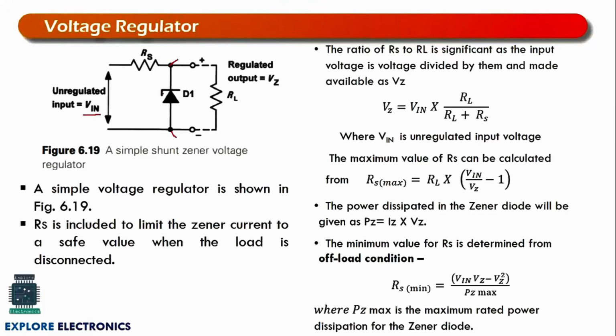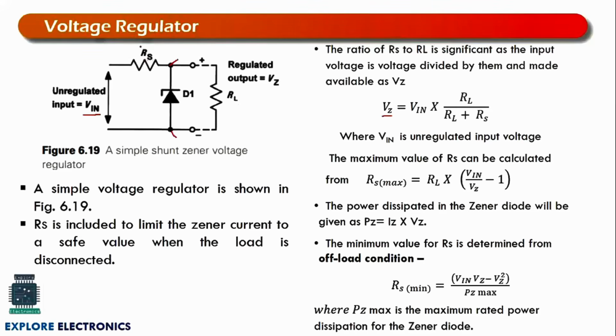So this is a voltage divider kind of circuit, right? Here we will have RL across this. So across these two ends, we are going to get a voltage called Vz. It can be written as Vin into RL divided by RL plus RS. RL is the load resistance and RS is the input resistance.